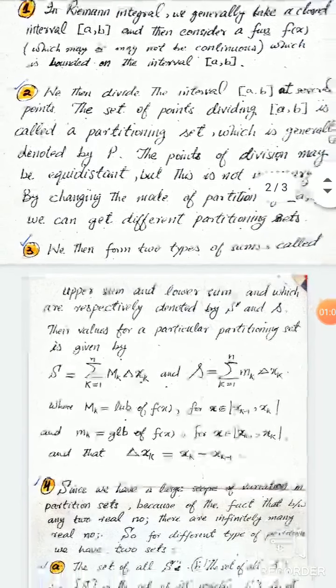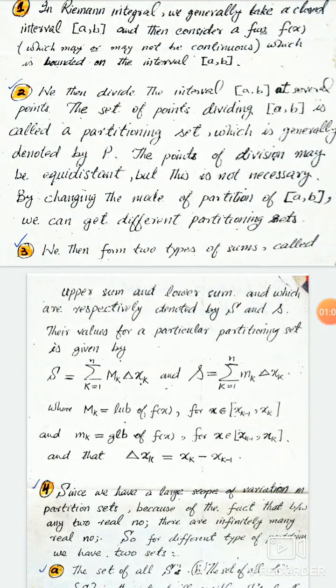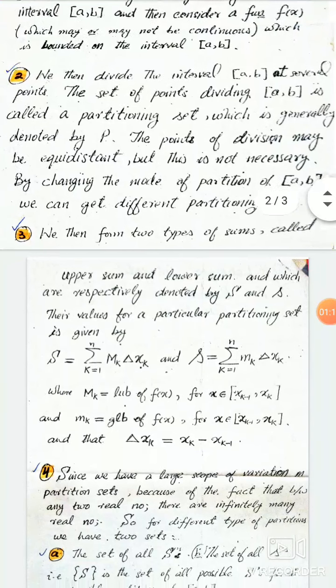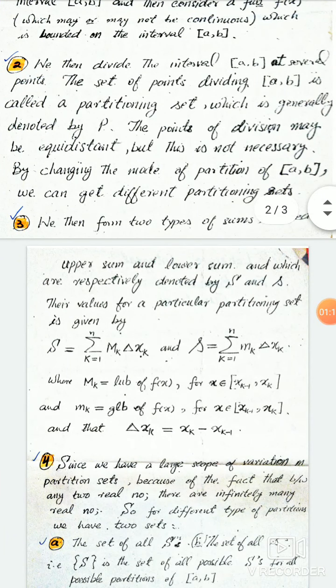We then divide the closed interval [a, b] at several points. The set of points dividing [a, b] is called a partition set, which is denoted by P. The points of division may be equidistant, but this is not necessary. By changing the mode of partition, taking different interval sizes, we can get different partition sets of [a, b].